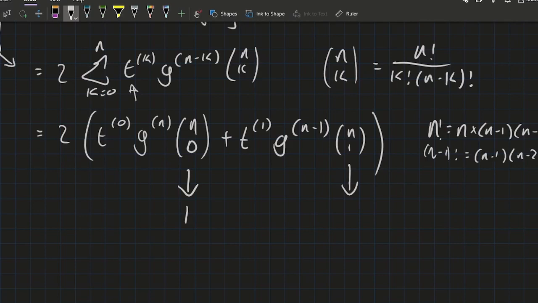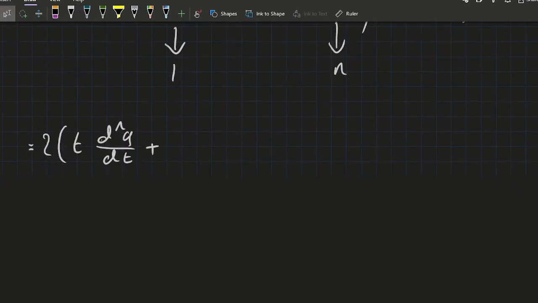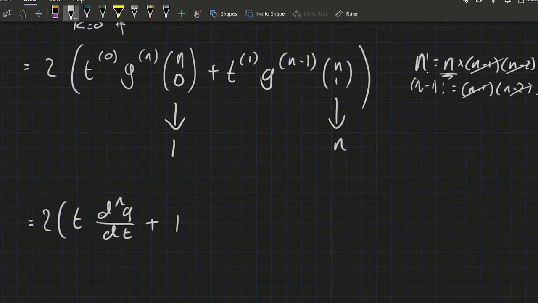And then so we see if we divide them, then all these terms cancel out and we're simply just left with n. So we can start evaluating some things here. The 0th derivative of t is t, and the nth derivative of g I'm going to write as d^n g by dt^n, and multiplied by 1. First derivative of t is 1, and we'll write out this is the n minus 1 derivative with respect to t of g multiplied by n.